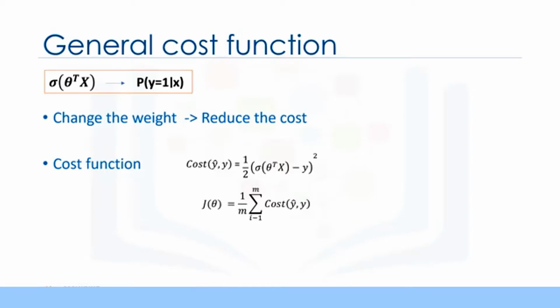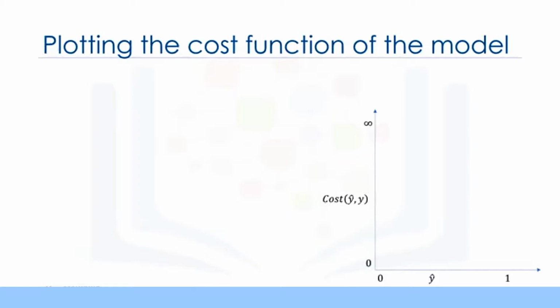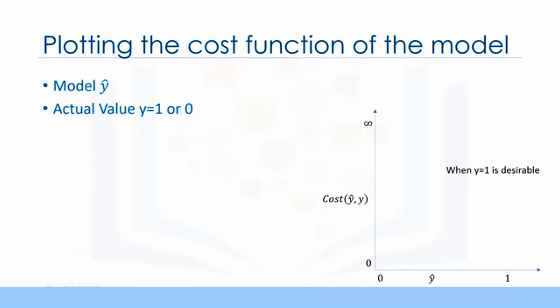So, what is the solution? Well, we should find another cost function instead, one which has the same behavior but is easier to find its minimum point. Let's plot the desirable cost function for our model. Recall that our model is y hat. Our actual value is y, which equals 0 or 1, and our model tries to estimate it as we want to find a simple cost function for our model.